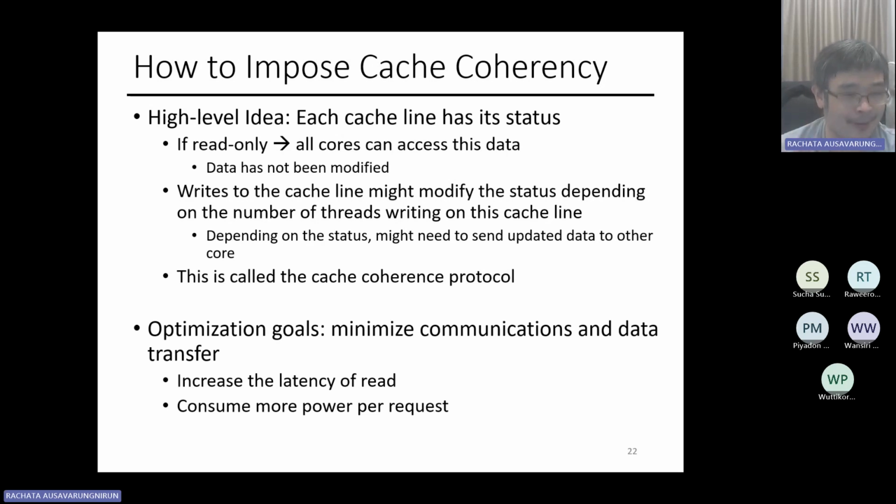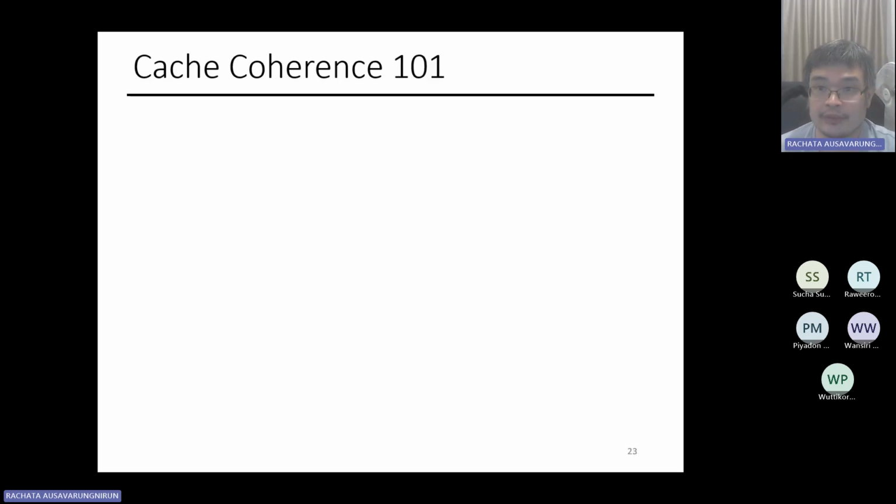So it's actually not hard to make a protocol that works. Every time I write, I update everyone's cache, right? But that's bad because that means I'm going to send a lot of updates to all the caches. So there'll be a lot of communication and a lot of data transfer. The goal is how do we minimize this? How do we decrease the latency of a read and consume less power per request? I want to minimize communication and data transfer.